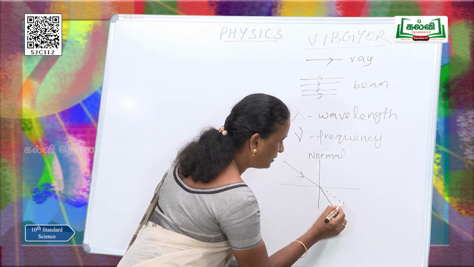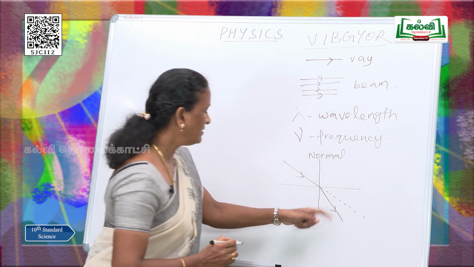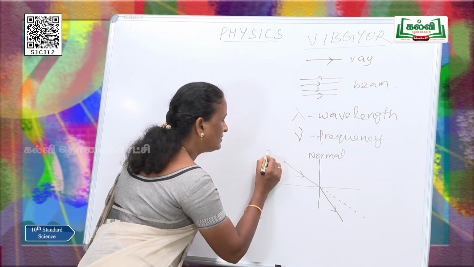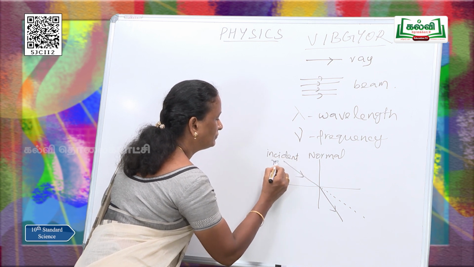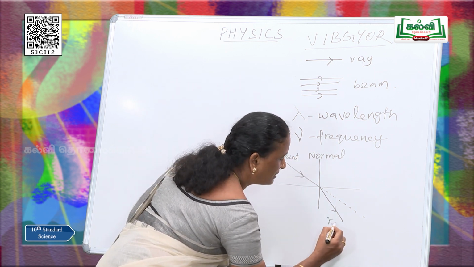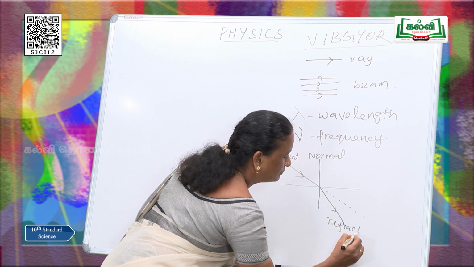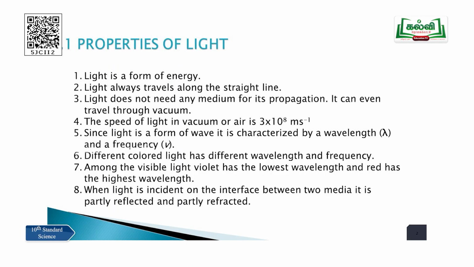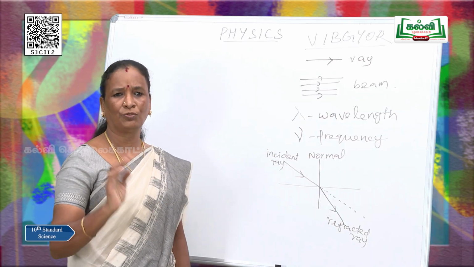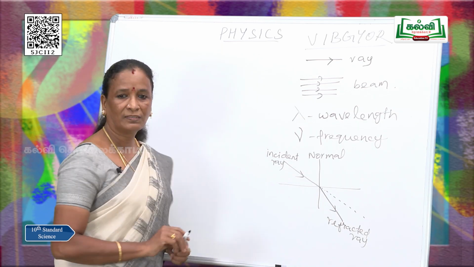If there is a change of medium, the path of the light gets deviated. This is the incident ray. This is the refracted ray. This is called the interface. Interface is a place where the two media merge or mingle. Already you have seen these 2-3 points, only a few are new to this class.